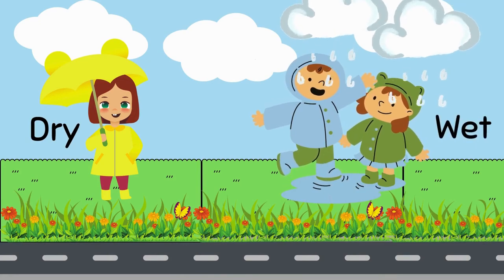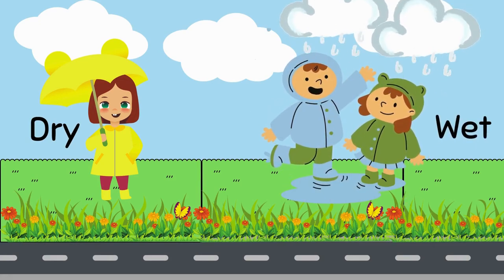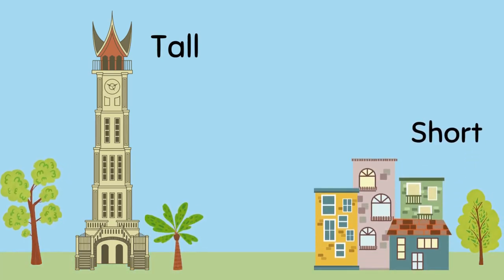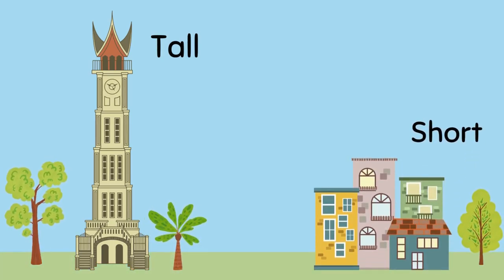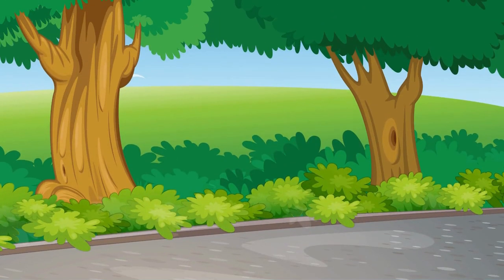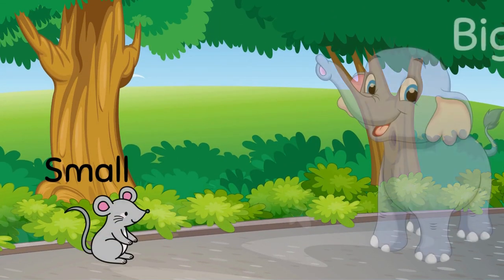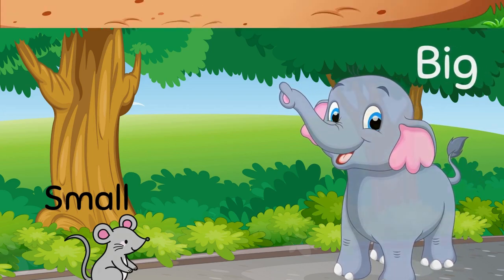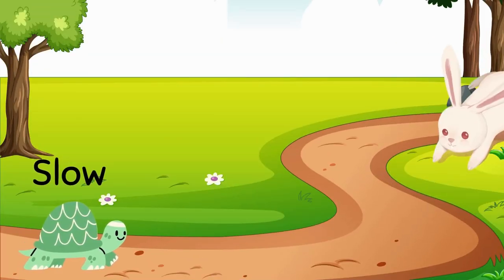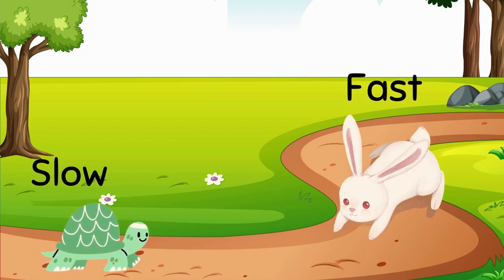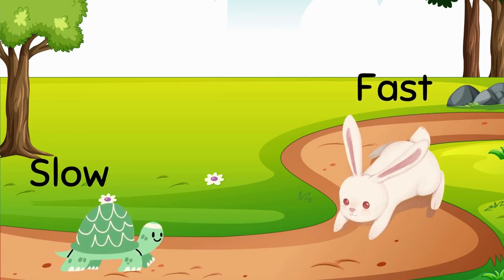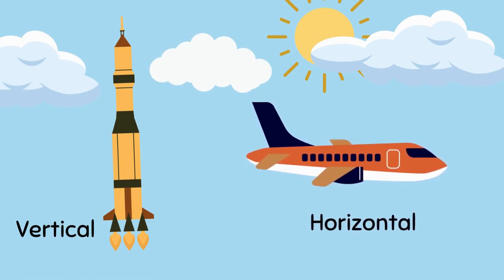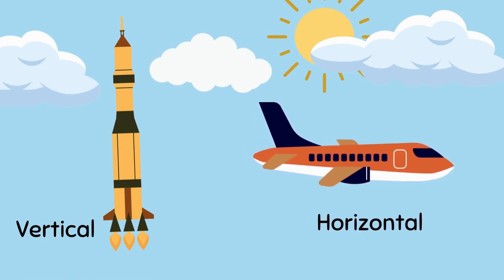Dry. The dry opposite is wet. Tall. The tall opposite is short. Small. The small opposite is big. Slow. The slow opposite is fast. Vertical. The vertical opposite is horizontal.